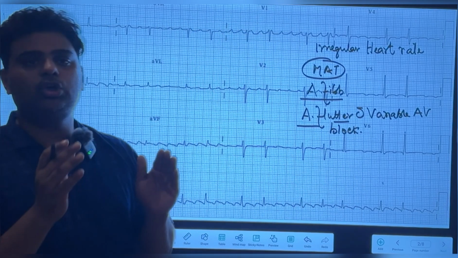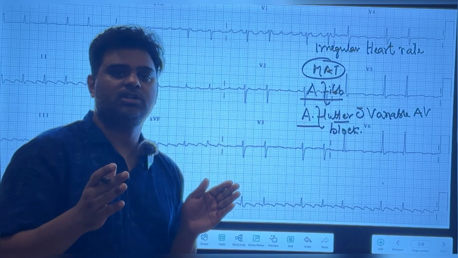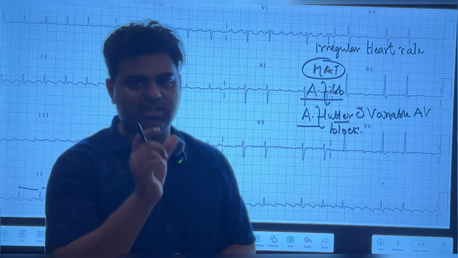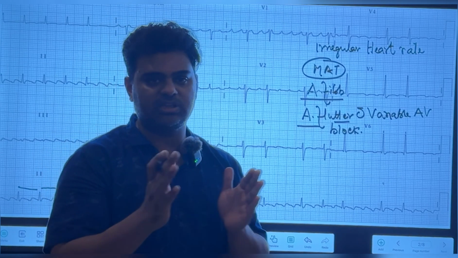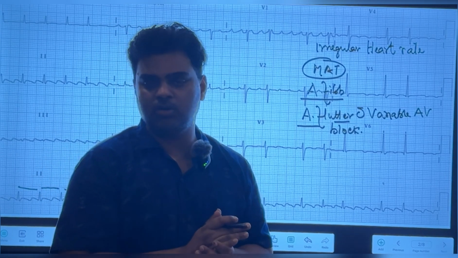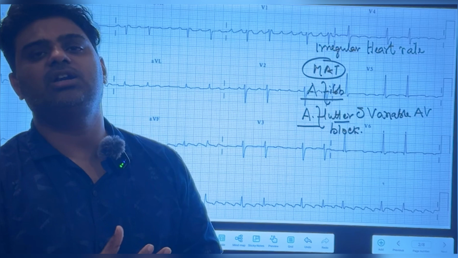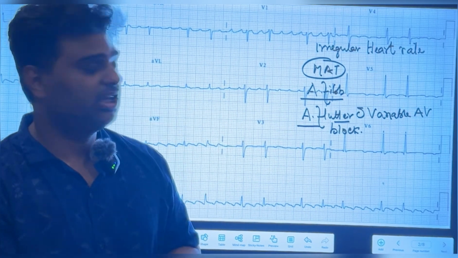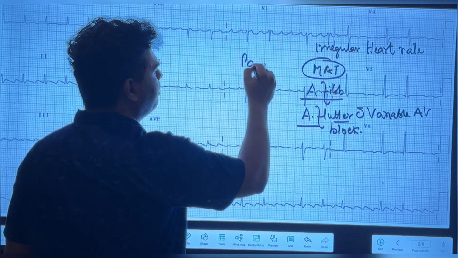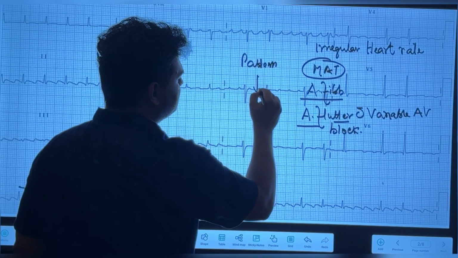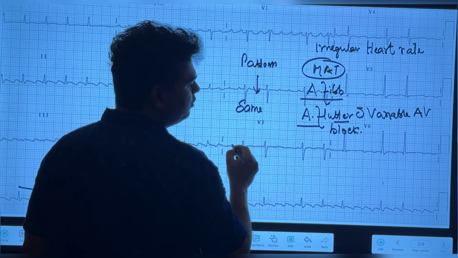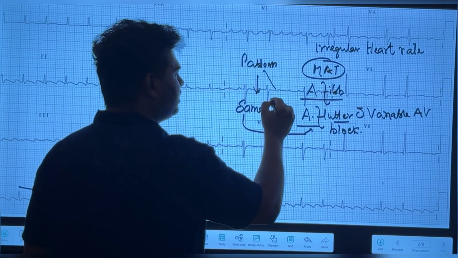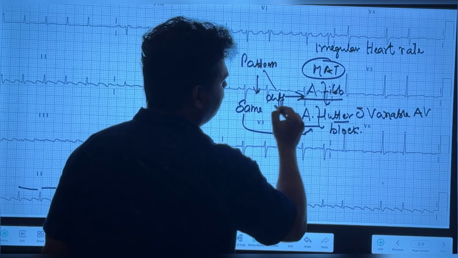We will take two QRS complexes which have almost the same RR interval, because it is irregular. So the exact same RR interval will not be found, but we'll take those RR intervals which have almost the same duration, and we will see the pattern. If the pattern is the same, then I have told you it will be atrial flutter with variable AV block, and if the pattern is different, it will be atrial fibrillation.